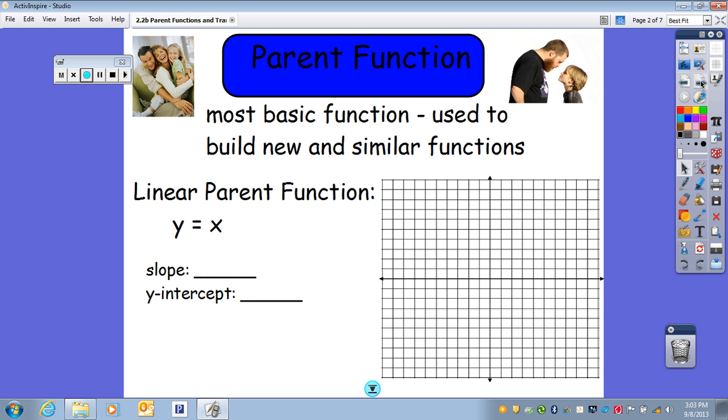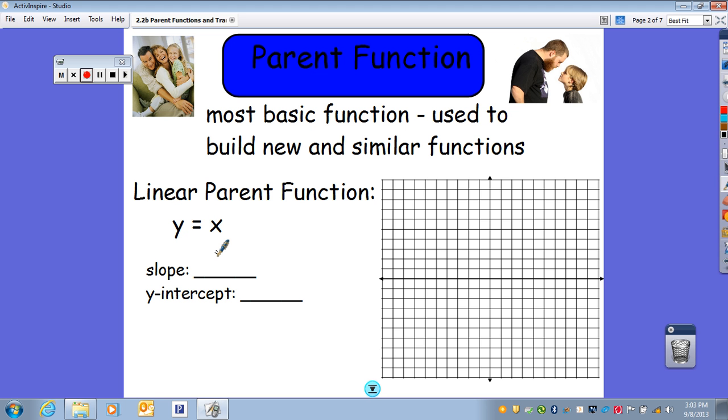A parent function is the most basic function, and it is used to build new and similar functions. The linear parent function is defined as y equals x. If we take a look at the parent function, the slope is the coefficient, the number in front of the x, which is 1. In this case, we can write it as 1 over 1 or just 1. The rise is 1, the run is 1.